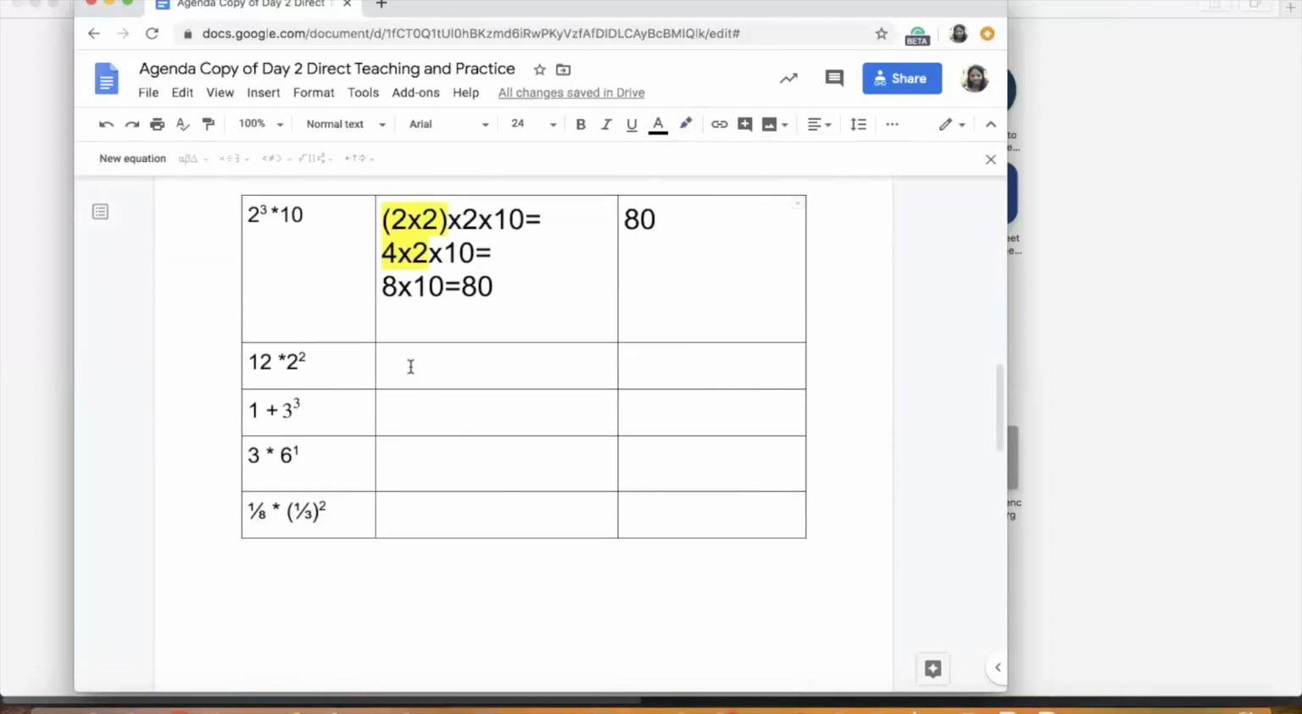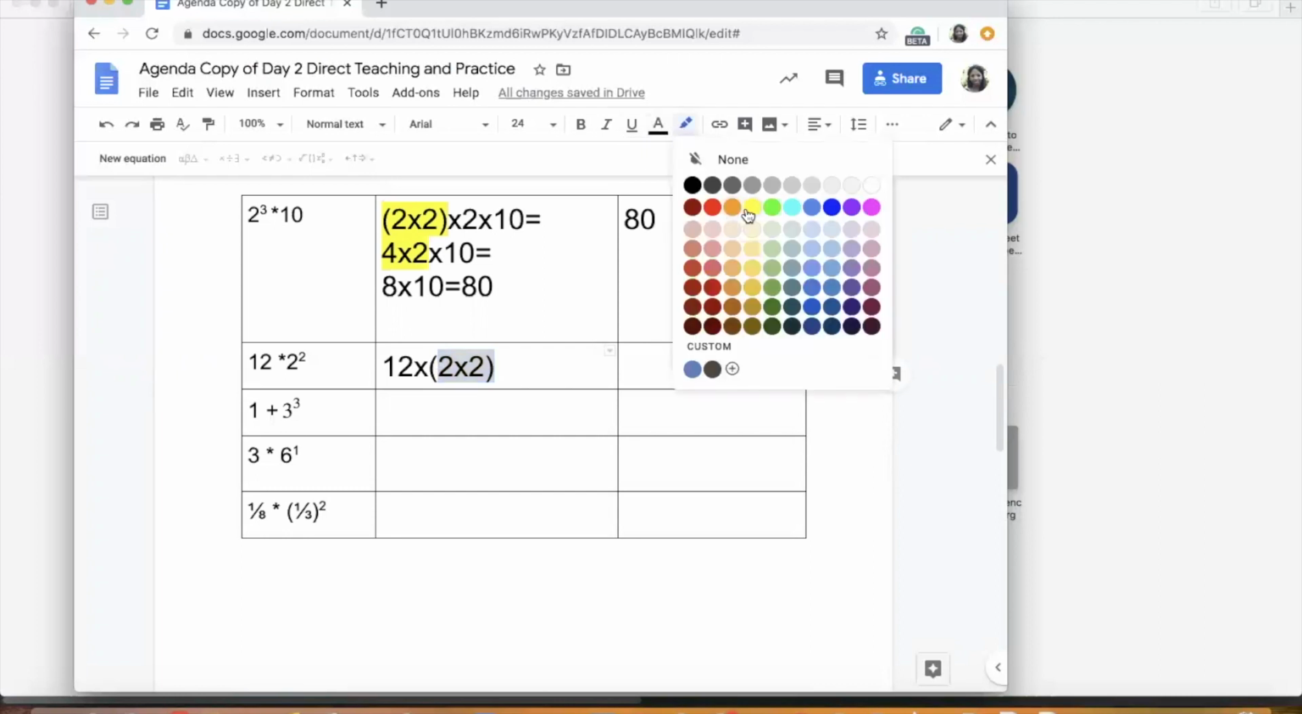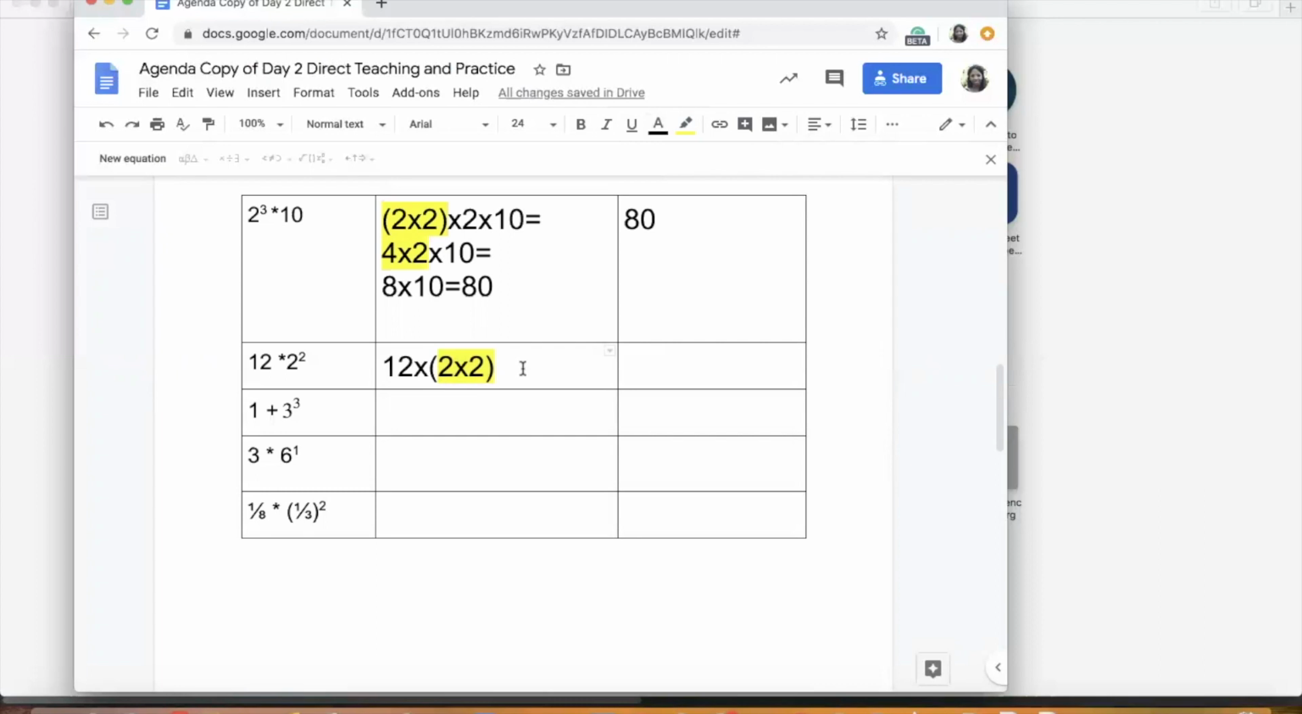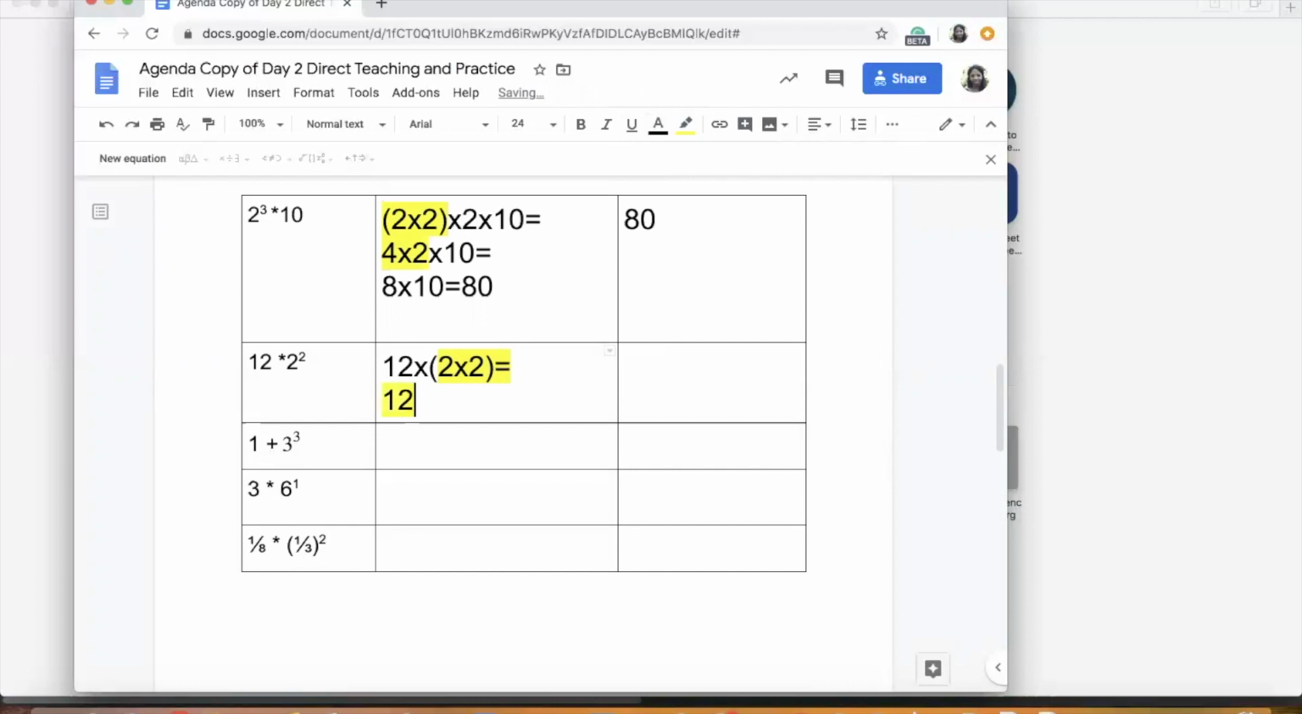All right, we're almost done. You guys are doing great. So we have 12 times 2 to the second power, which is 12 times 2 times 2. We're going to take my lovely pairs and highlight these two. And I'm sorry, they're not factor pairs, but I put them into pairs. And we're going to multiply 12 times 4 next. And I know 12 times 4 is, whoops, yep, you got it. It's 48.